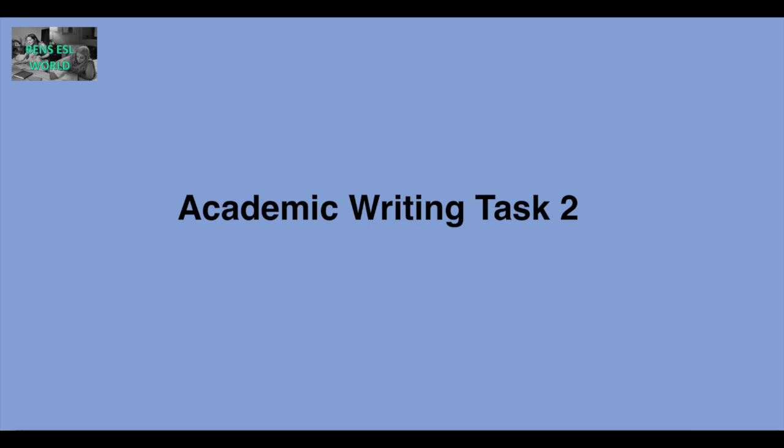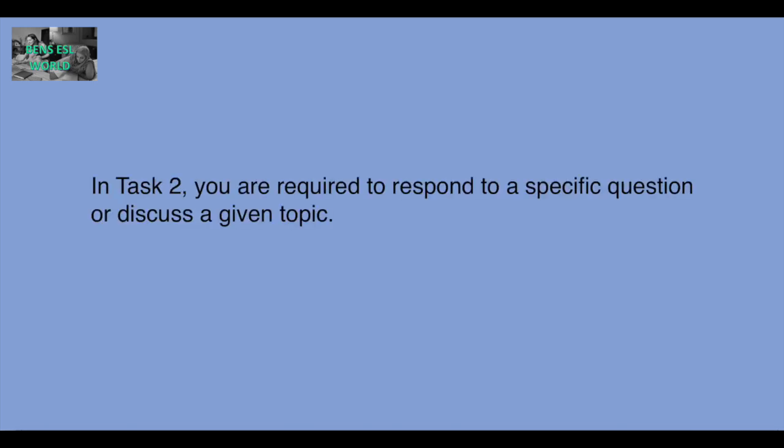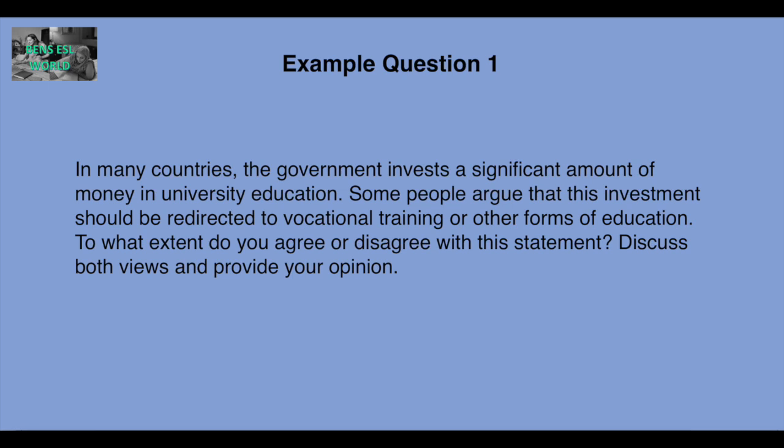Academic Writing Task 2. In Task 2, you are required to respond to a specific question or discuss a given topic. Example Question 1. In many countries, the government invests a significant amount of money in university education. Some people argue that this investment should be redirected to vocational training or other forms of education. To what extent do you agree or disagree with this statement? Discuss both views and provide your opinion.